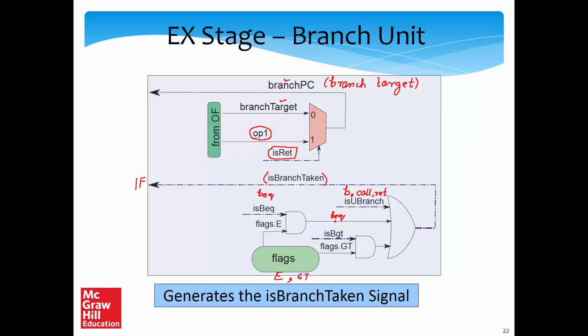However, the return instruction is special. In this case, the address where we want to branch to is actually inside a register called the return address register, which has to be read from the register file. So we read it and we are calling that value OP1. We need to choose between them with a multiplexer based on the isRet signal, and the field branch PC is generated, which is a 32-bit address, and the branch PC again goes to the IF stage.